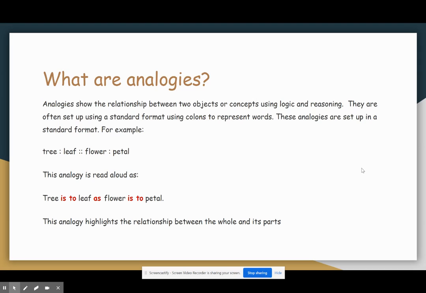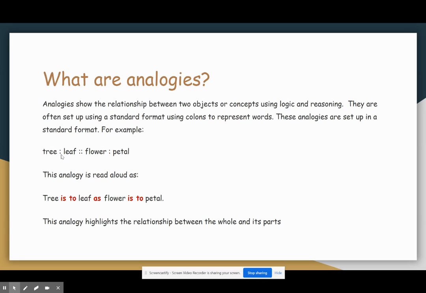So, analogies show a relationship between two objects or concepts using logic and reasoning. They're often set up in a standard format using colons to represent the words. So, the example is tree : leaf :: flower : petal. There's your colon, and there's your double colon. You don't read it as tree, leaf, flower, petal. You read the analogy as tree is to leaf, as flower is to petal.